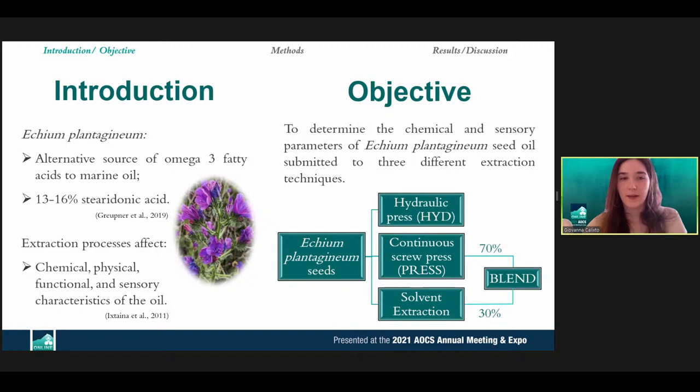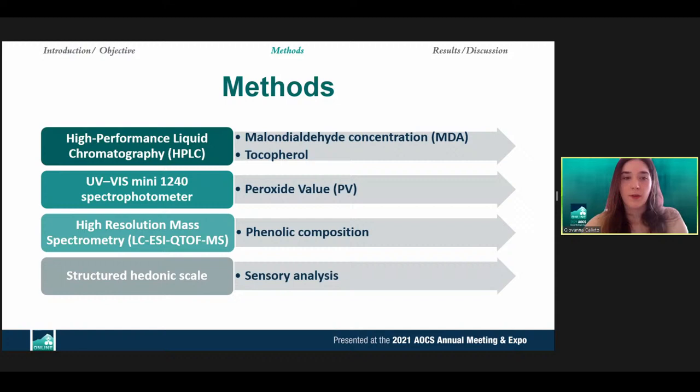The analyses made until this moment were MDA and tocopherol by high performance liquid chromatography, and peroxide value by spectrophotometer, phenolic composition by high resolution mass spectrometry, and finally the sensory analysis by the structured hedonic scale.